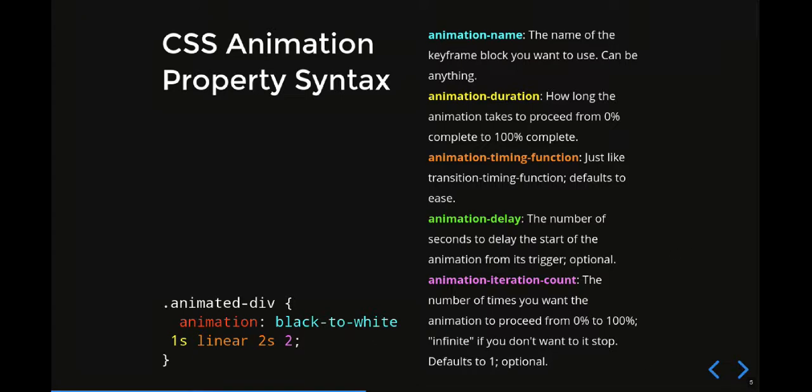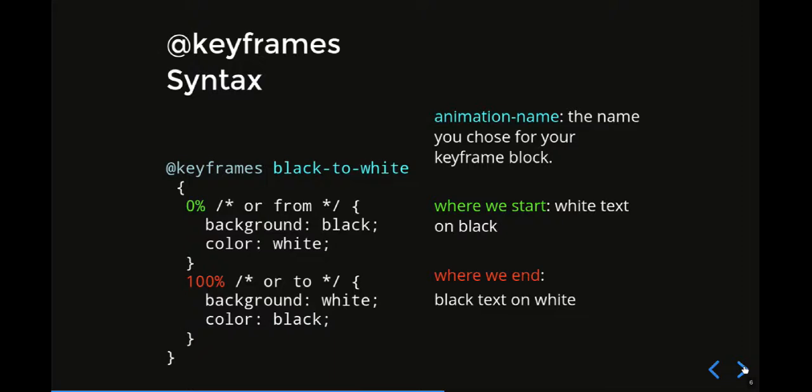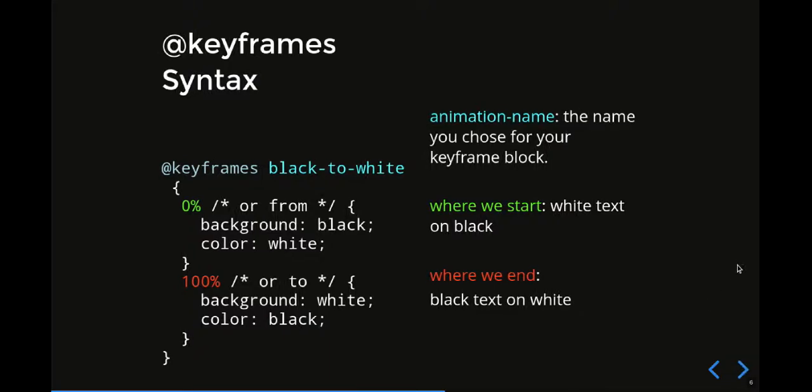And then the animation iteration count is how many times you want it to repeat. If you want it to do the thing once, you say 1. If you want it to do it twice, you say 2. If you want it to do it infinitely, you can use the word infinite, and that will make it run without stopping. I'll show you another thing that you can add to this list that might help you a bit as we get to the examples. But for now, let's go look at the keyframes block.